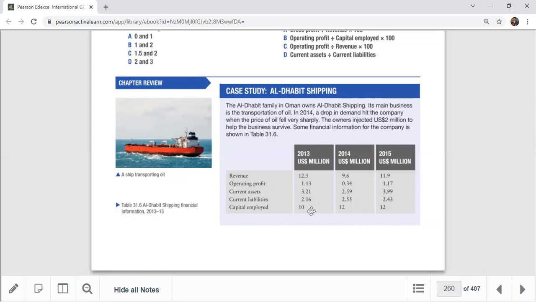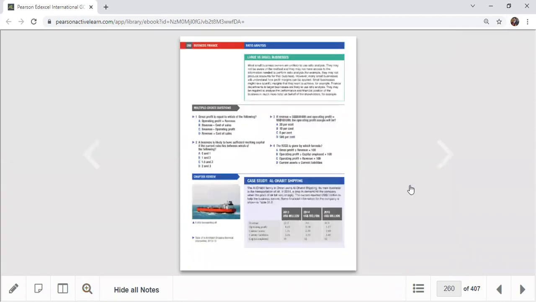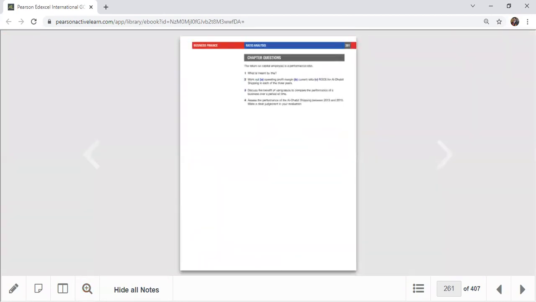Current liabilities are also the same. Current liabilities improve because they have to take so many loans. And then the capital employed value is 10, 12, and 12. Right. So what are the questions they're asking from this chapter review? By looking at these figures, they're asking 4 different questions.